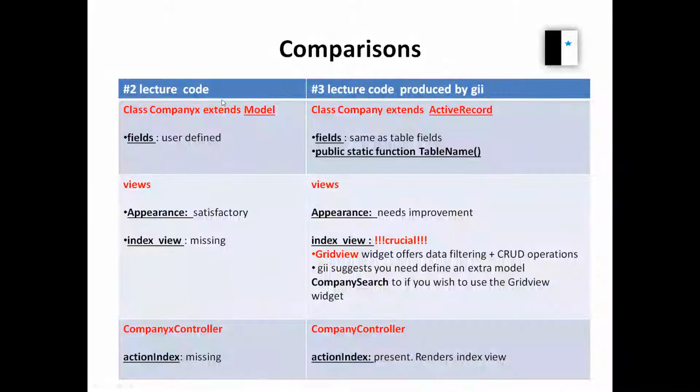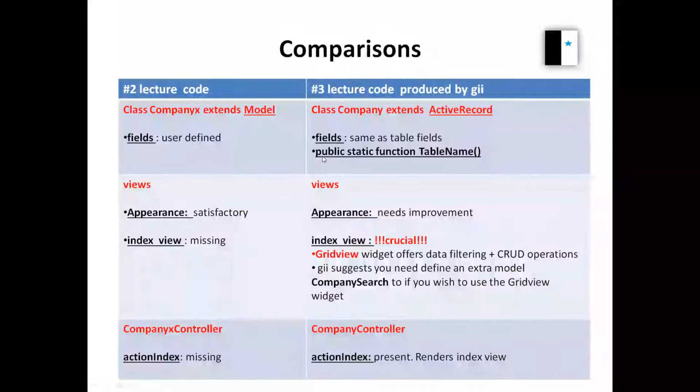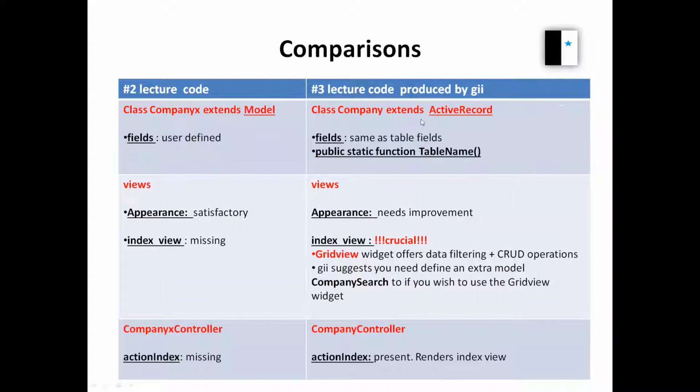We begin by comparing the code written in lecture 2 to the code produced in lecture 3 by Yii. In lecture 2, we had class company X that extends model, whereas in lecture 3, we had the class company that extends ActiveRecord. And when one sees the keyword ActiveRecord, straight away it implies that you have the public static function tableName in the class that links the model to an underlying table in the database, and that table fields automatically become the model fields.